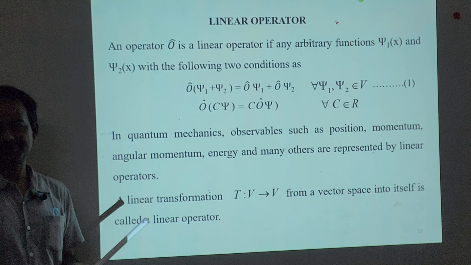Now we will go for this one. d by dx of psi 1 plus psi 2. The operator operates on the combined system. See, psi 1 plus psi 2 is a combined system, which equals the operator operating on the individual systems. So it must be a linear function, a linear transformation. It's very clear that it's a linear one. Is it okay?